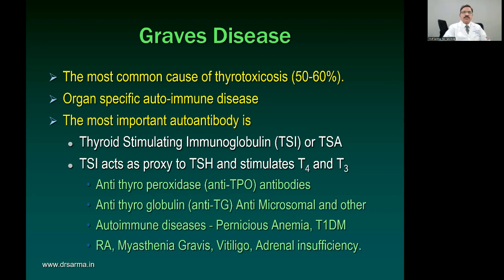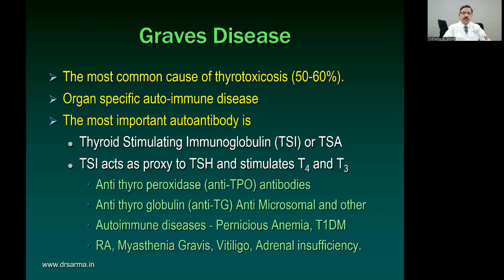Okay. Graves' disease is the most common thyroid disease. Organ specific, it is an autoimmune disease. Why am I saying that? If you see one autoimmune disease, you must look for other autoimmune diseases. If you see there is no power in this room, you should check immediately the other room. That's what you normally do, isn't it? So the most important autoantibody to be examined here is TSA or TSI, which has to be obtained. TSI looks like a proxy to TSH and stimulates T3 and T4.